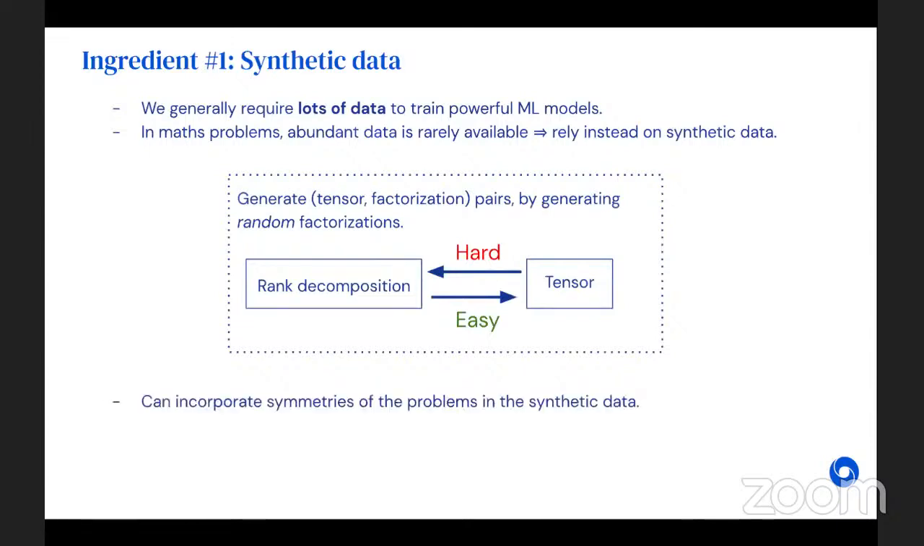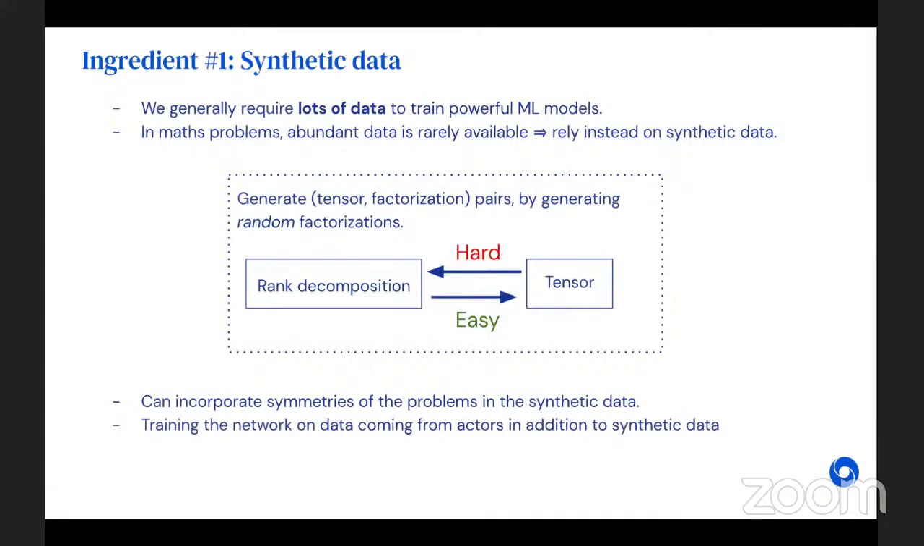What's nice also if you generate this synthetic data is that that's one way you could try to impose some symmetries, by essentially generating data that observes some symmetries. For example, let's say you want decompositions of the form: if there is a factor UVW, then there is also VWU and WUV. Then you can generate decompositions in this way.